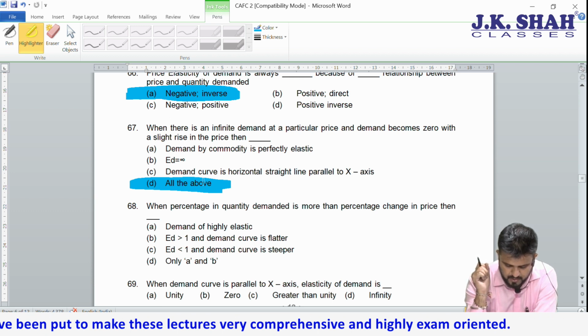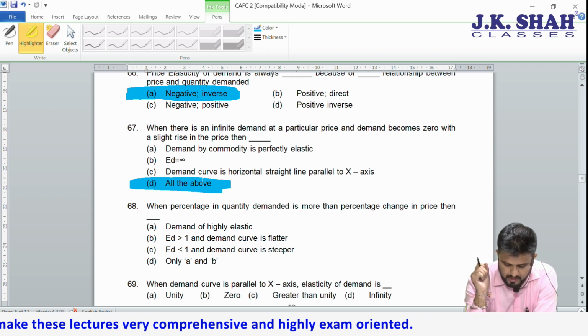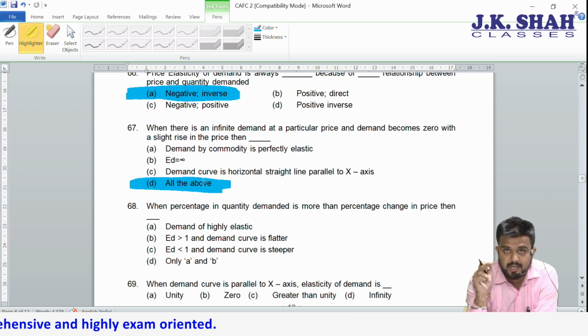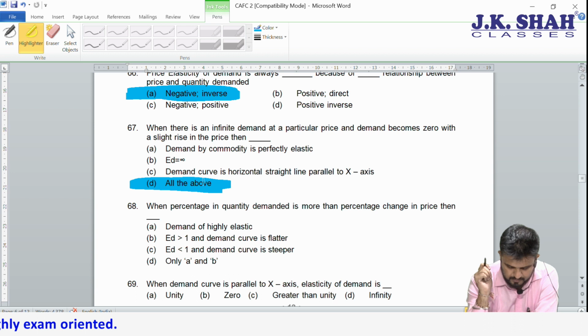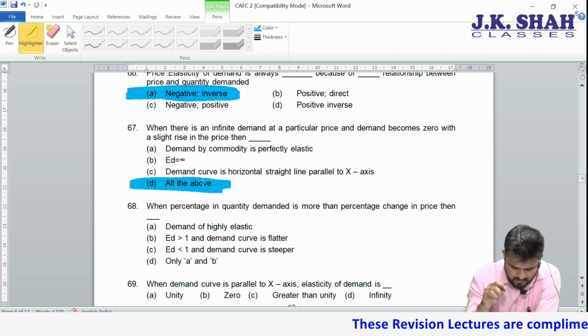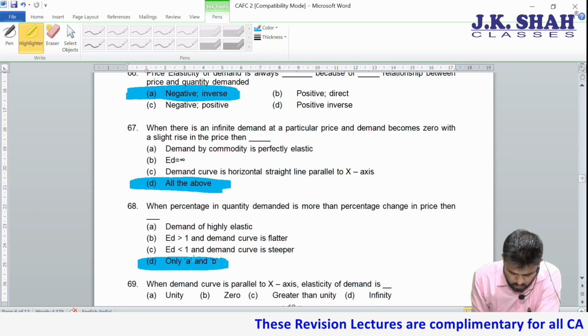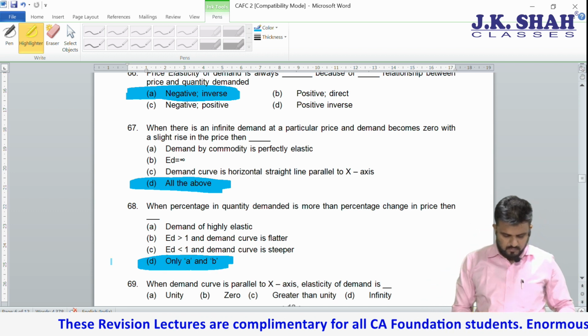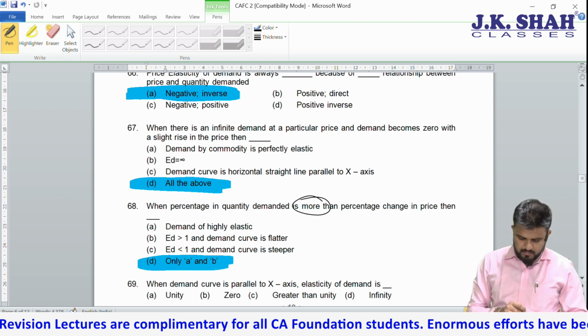68. When percentage change in the quantity demanded is more than percentage change in price, greater than 1, they are telling. So demand is highly elastic. That is true. ED greater than 1, demand curve is flatter. That is also correct. So most appropriate is only A and B, because less than 1 is wrong. Here they are telling what? More.